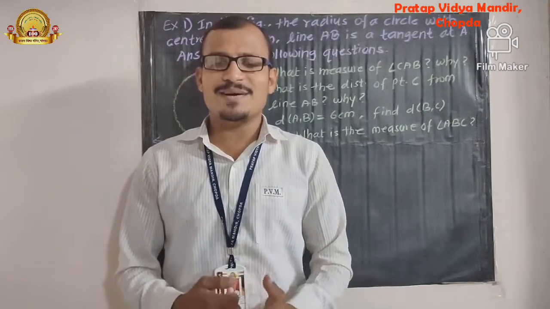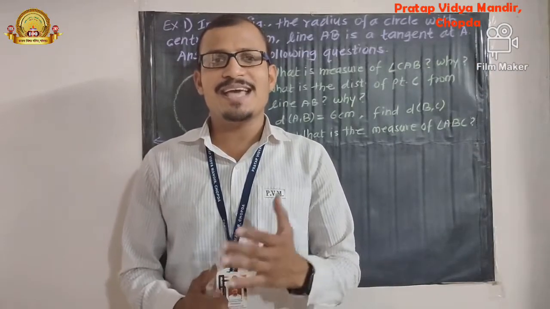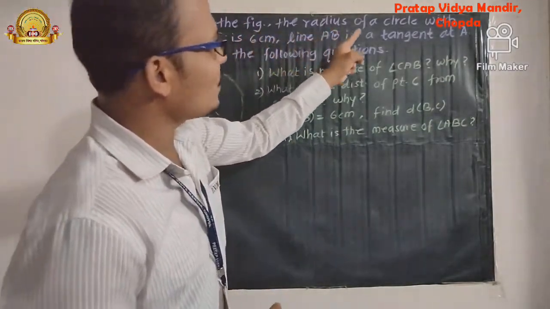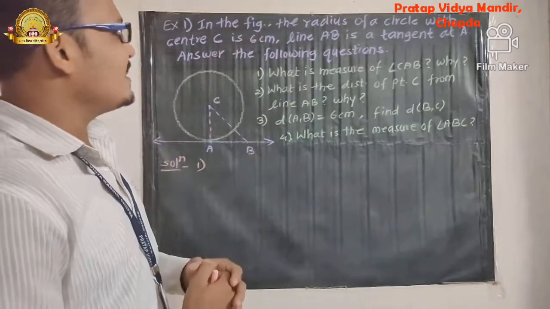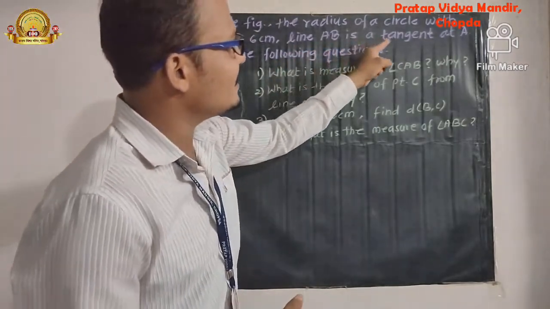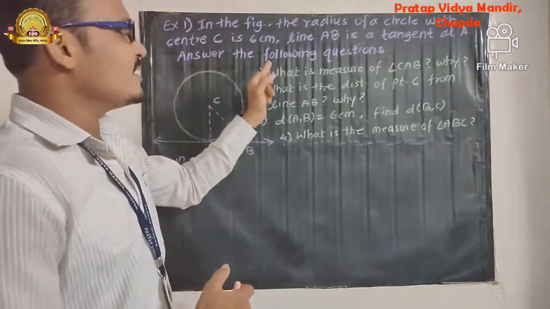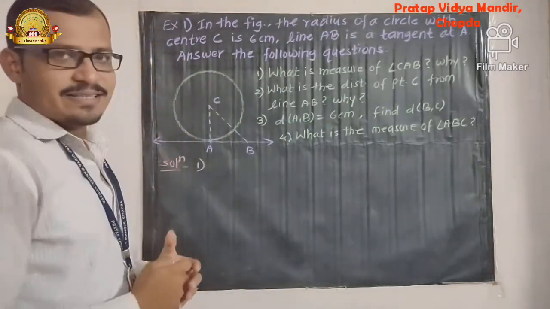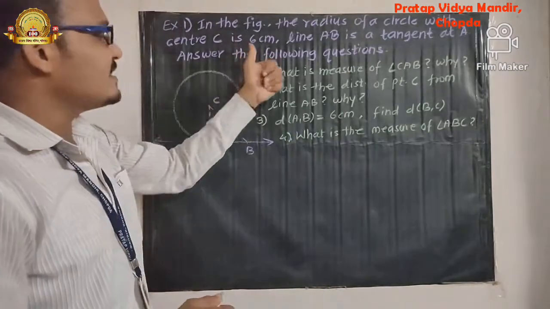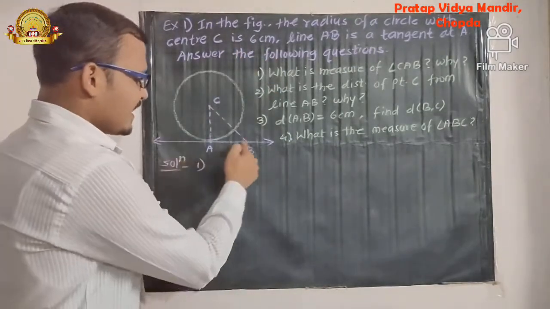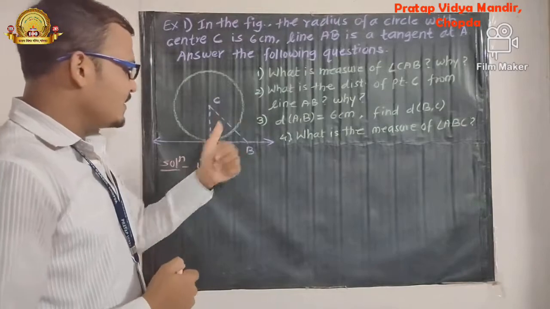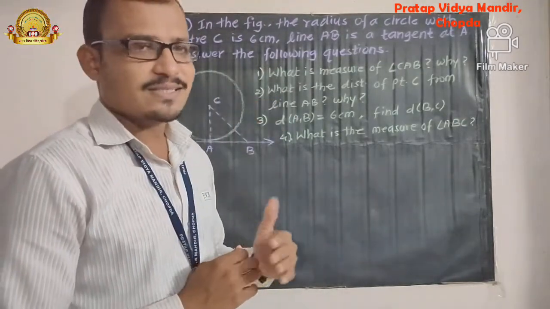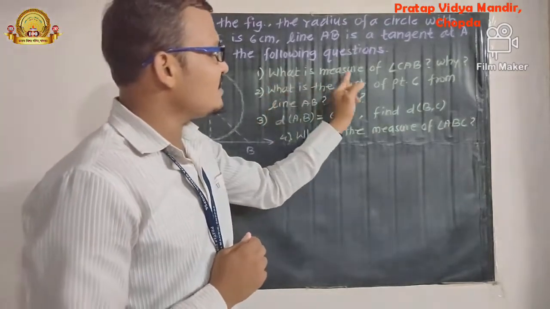Let us solve some examples from our practice set 3.1, in which our first example is: in the given figure, the radius of the circle with center C is 6 cm, and line AB is a tangent at A. Answer the following questions. Here we have one circle with center C having a radius of 6 cm, and this line AB is a tangent to the given circle at point A.